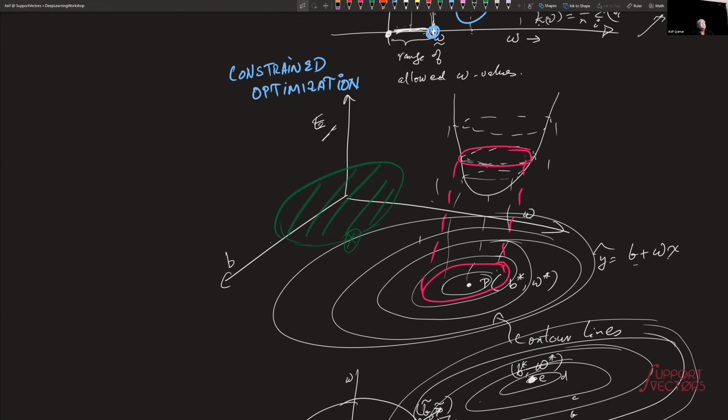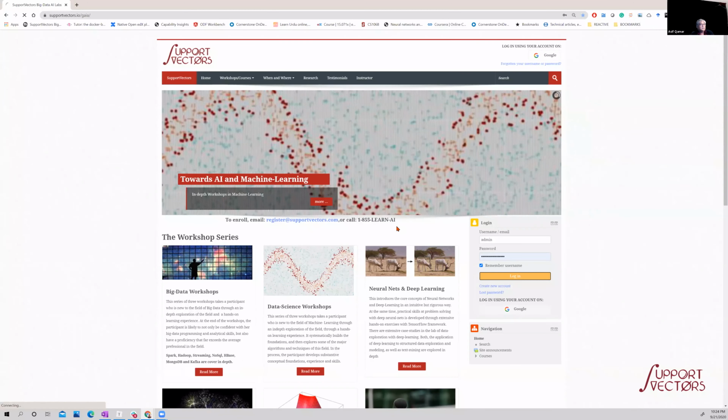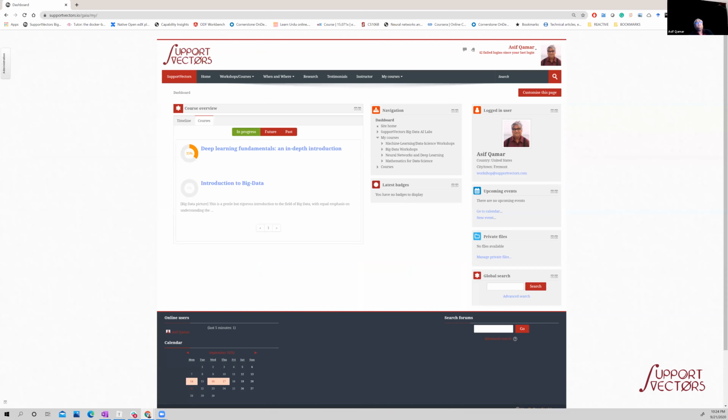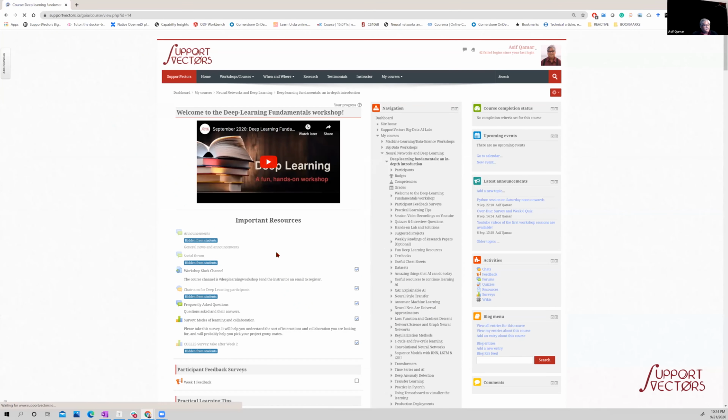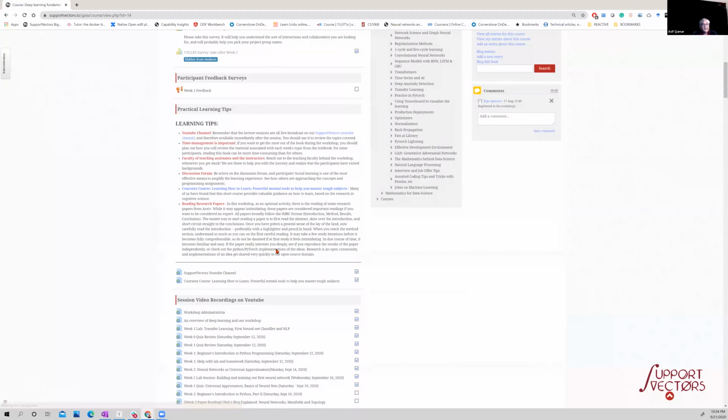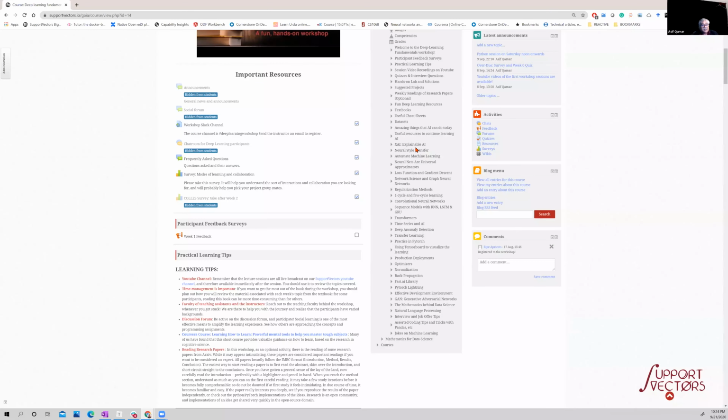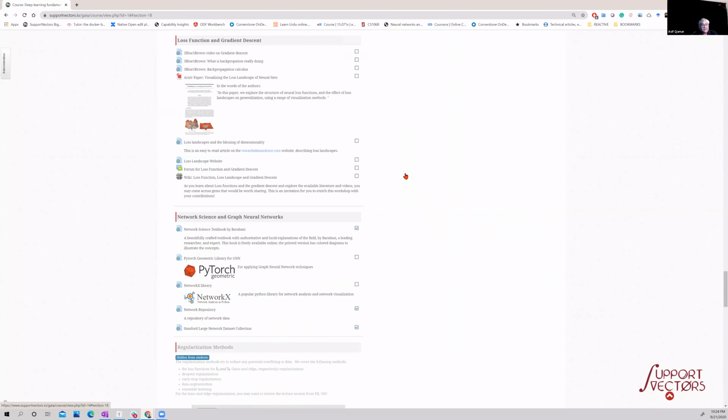Let me bring that here. Let me see if I'm sharing the computer sound. Share computer sound. So if you go here in the workshop, you'll see that today for review, I have added a section called Loss function and gradient descent.